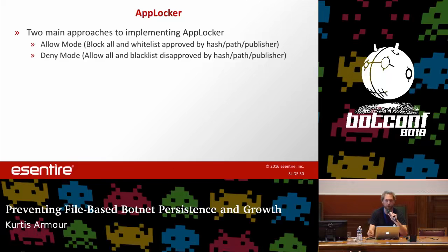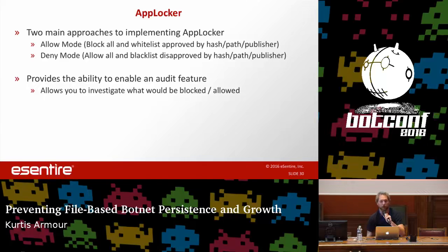So there's two main approaches to implementing AppLocker. There's an allow mode, which is obviously the most secure, but it's very difficult. Well, it's more work to initially set up. So you block everything by default, and then you whitelist things that you know are legitimate. And then there's the deny mode, which is allow all, and then blacklist bad things, but obviously that's not as secure.